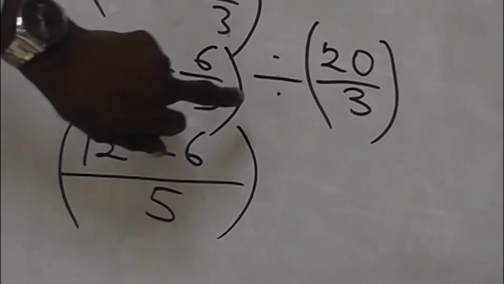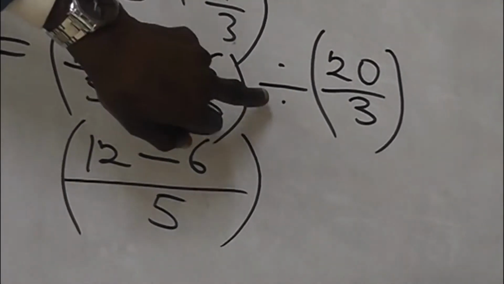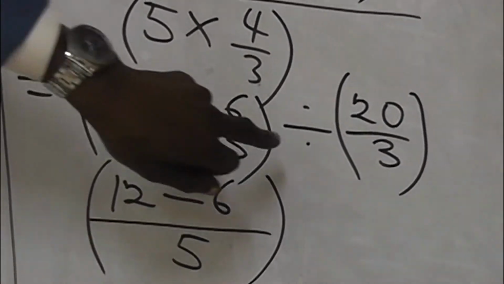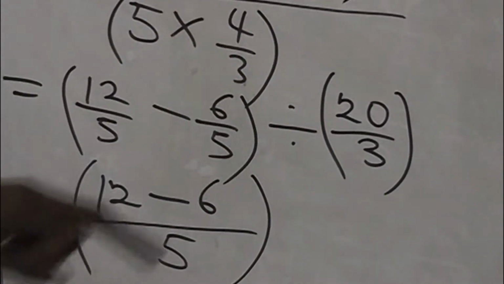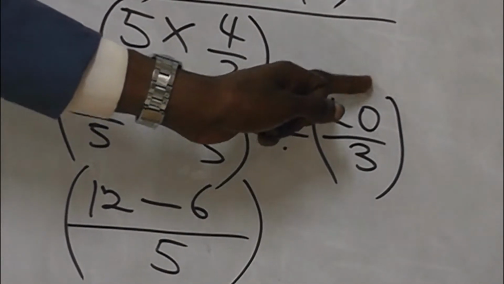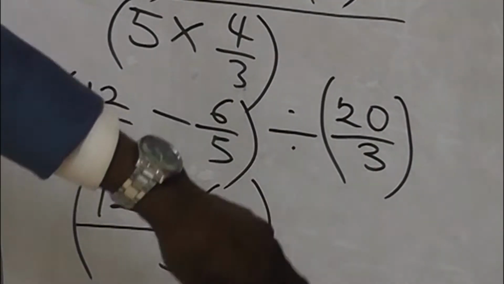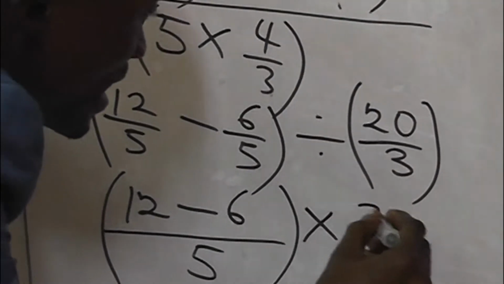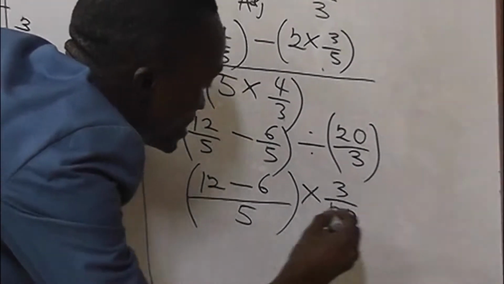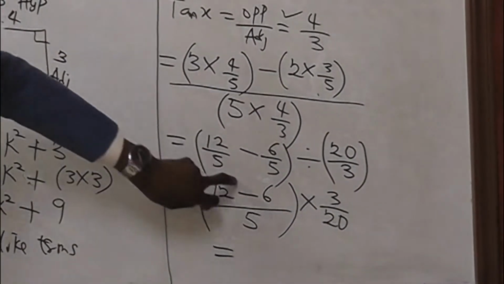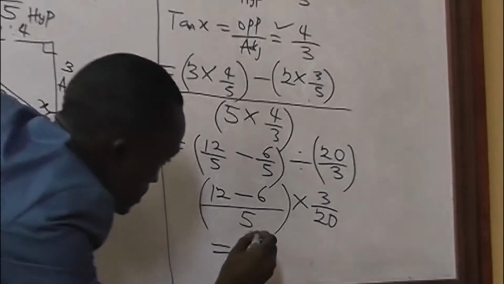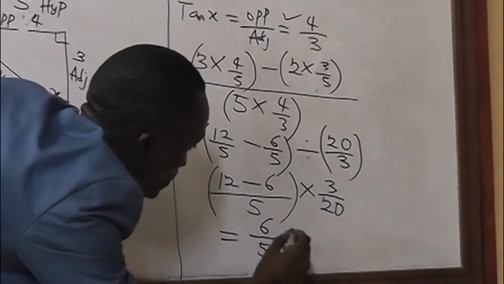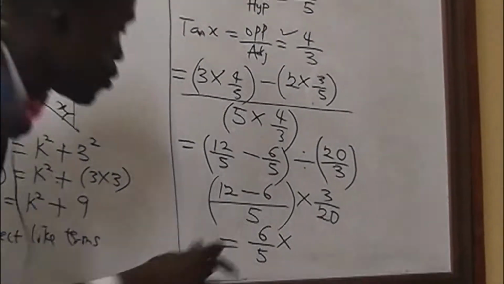Now then, this division sign, we need to change it to a multiplication sign, and to change the division sign to a multiplication sign, the numerator of the next fraction will become the denominator, while the denominator will become the numerator. So this is multiplied by 3 over 20. Now 12 minus 6 is giving us 6 over 5, then 3 over 20.